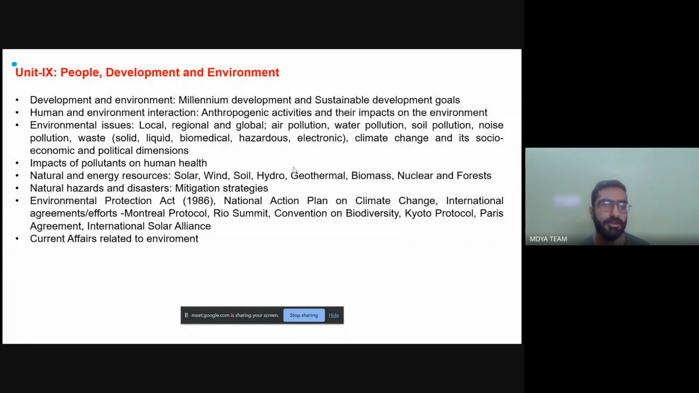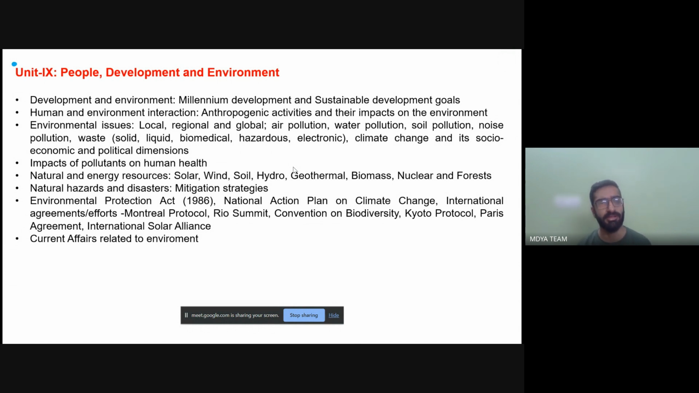So first, the topic in environment is development and environment. We'll understand what the Millennium Development Goals are, and they're also listed out. I'll tell you the goals, and we'll also know about the Sustainable Development Goals. It's not some subjective kind of thing. It's objective points, the goals.